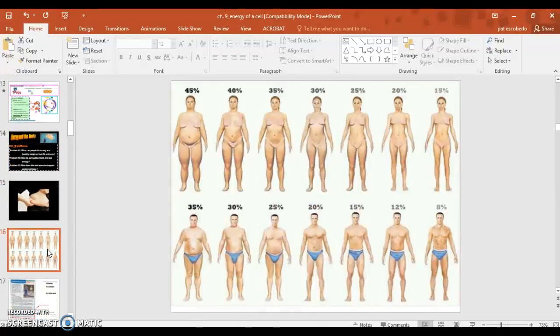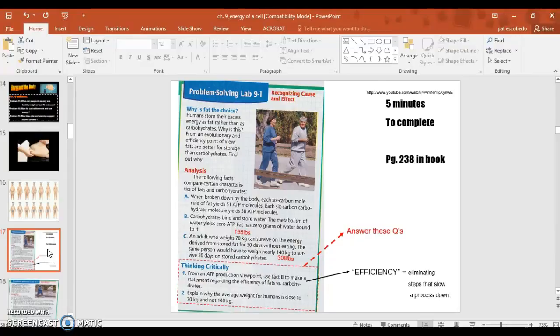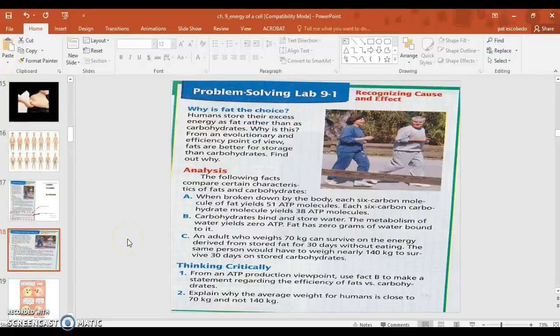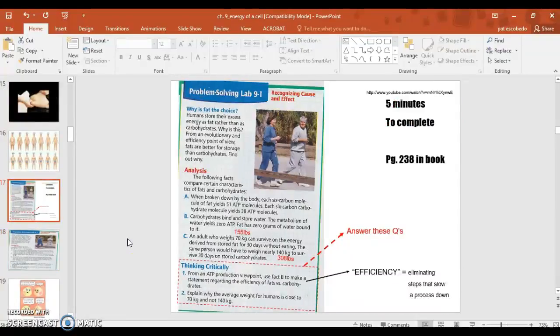We have some visual graphics, nothing to do there. Here, if you want to use your textbook, it's page 238. If you want a little more zoomed in, you can see it on the next slide, which is slide 18. And your responsibility is to decide, why does our body store fat rather than carbohydrates?